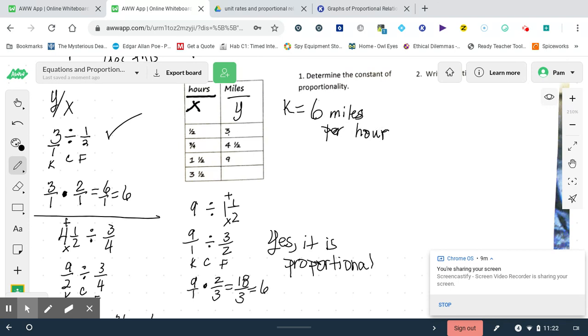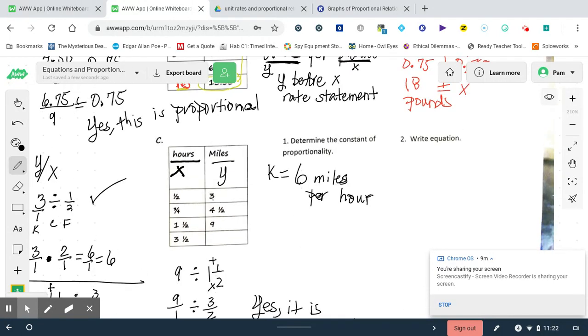All right, so when I get ready to write the equation, it's in the form y equals kx, again, where k is equal to our constant of proportionality. Undo. I don't want to erase all of that. So it's going to be y equals 6x.